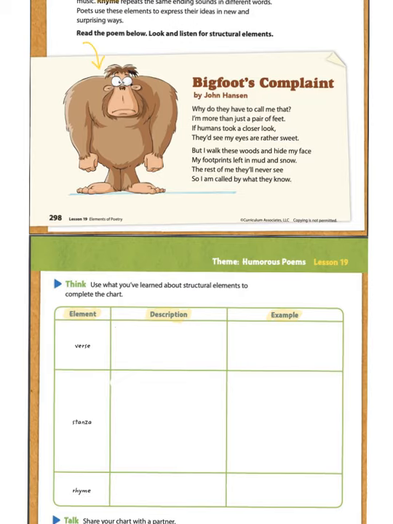So first I want you to explain in your own words what each element is: a verse, a stanza, and rhyme. We know from our reading earlier that a verse is one line in a poem. Can you find an example of a verse? When I'm looking for a verse, I'm looking for just one line. So "they'd see my eyes are rather sweet." That is an example of a verse in this poem. It is one line.